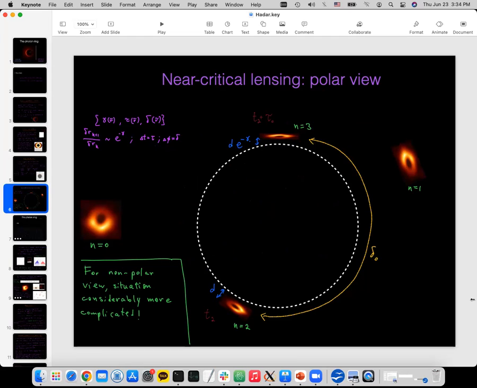It will have higher order images that underwent 1 extra half orbit, 2 extra half orbits, 3 extra half orbits, and we will see them appearing at different places. Of course, the higher order images will appear closer and closer to this critical curve and build up the photon ring. They will appear exponentially closer to the critical curve, and they will be exponentially demagnified with this factor, e to the minus gamma.